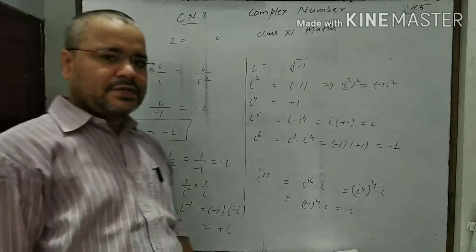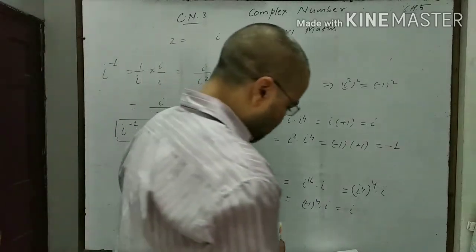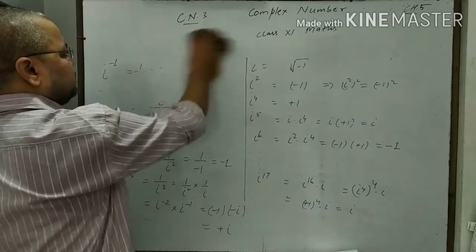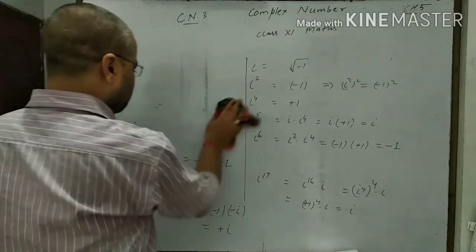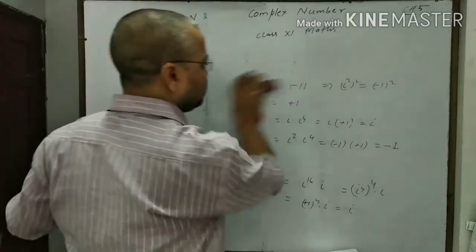Similarly, we can find the power of i. In this way, we can make a conclusion regarding iota, that is i.